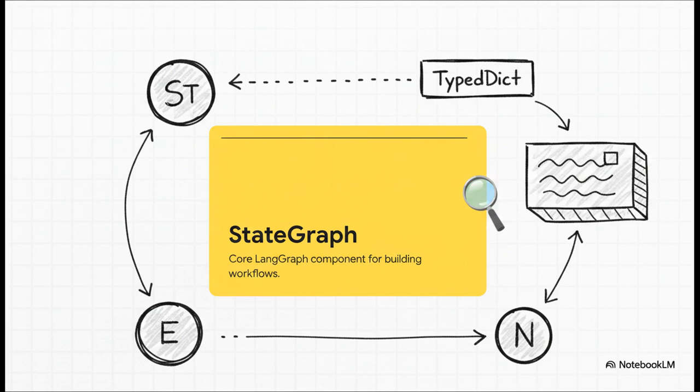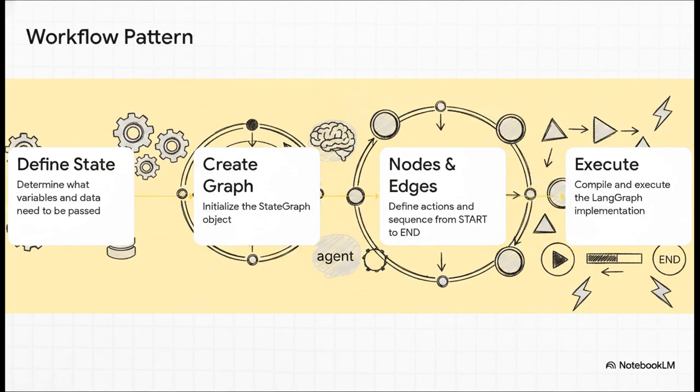And you'll use Python's typed_dict to ensure your state definitions are entirely type-safe. Okay, here is the exact four-step formula required to implement your very first linear workflow. Step 1, define your state. What variables and data actually need to be passed around?